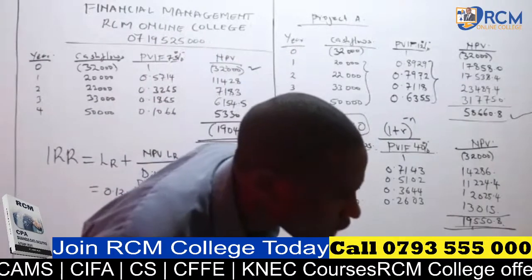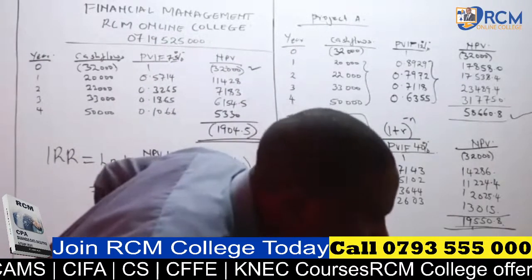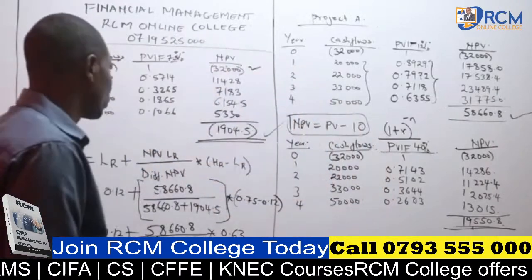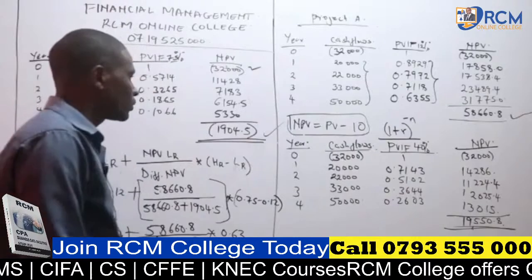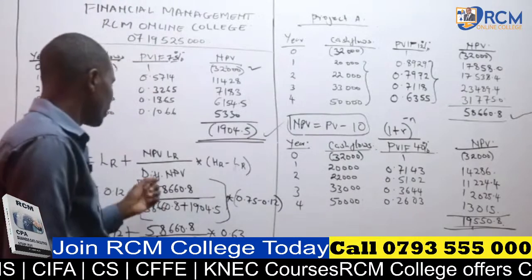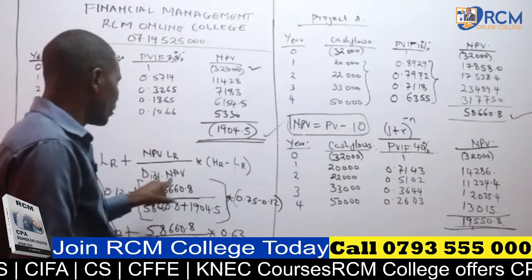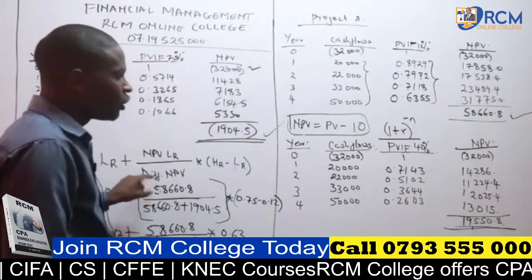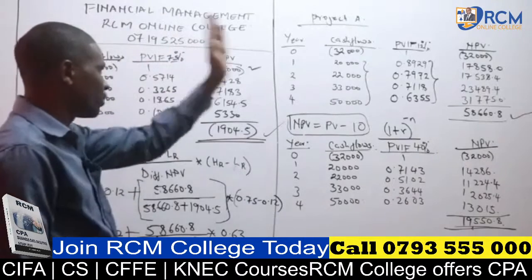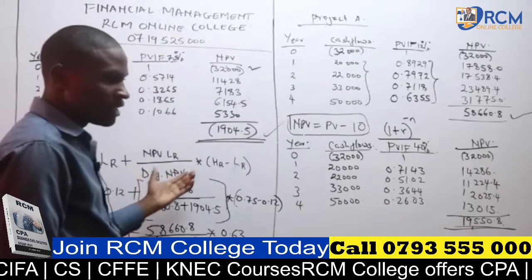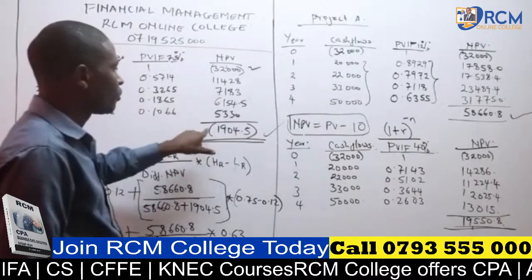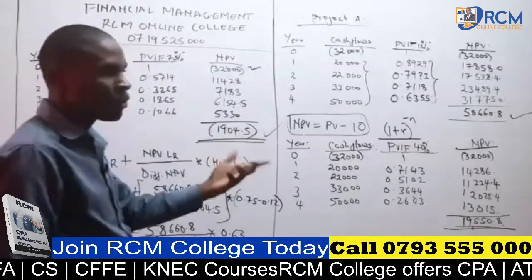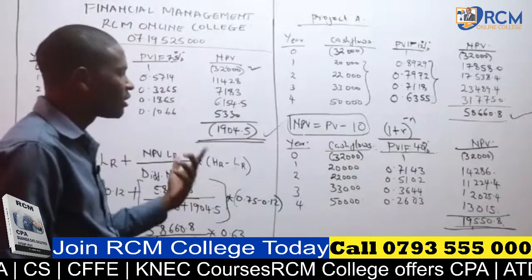Why are we adding 58,660.8 instead of subtracting? A good question, Mercy. We are adding because the formula says difference in NPV. So if it's the difference, you take the NPV of the lower rate minus the NPV of the higher rate. And because the NPV of the higher rate is negative, minus gives you a positive.